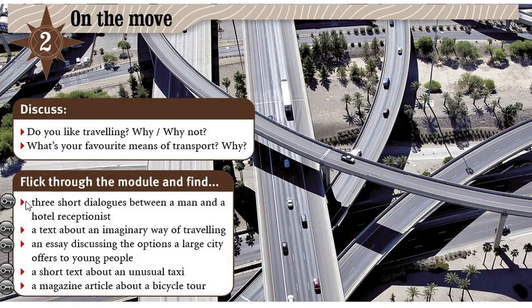Flick through the module and find 3 short dialogues between a man and a hotel receptionist, a text about an imaginary way of traveling, an essay discussing the options a large city offers to young people, a short text about an unusual taxi, a magazine article about a bicycle tour.